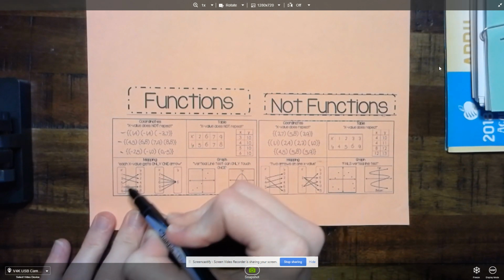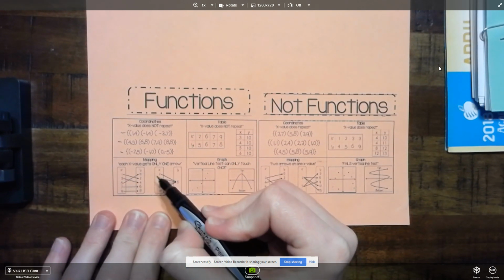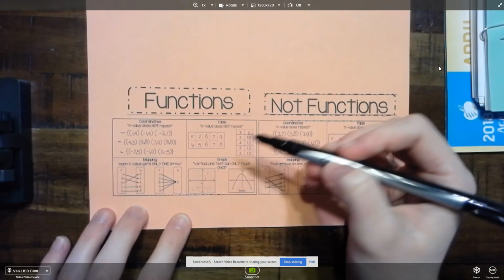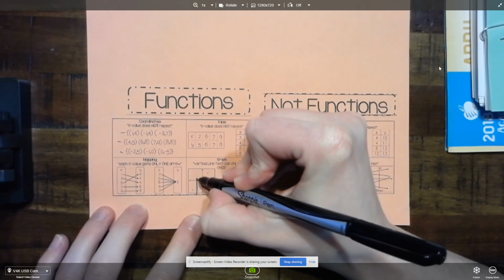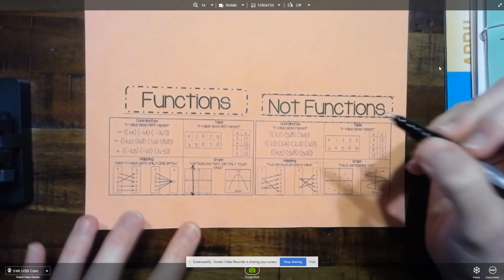And then with the mappings, each x should only have one arrow going away from it, and they can all go to the same y. That's fine. And then with the graphs, remember that you do the vertical line test. So you should be able to draw a vertical line anywhere on this graph, and it only touches one point.